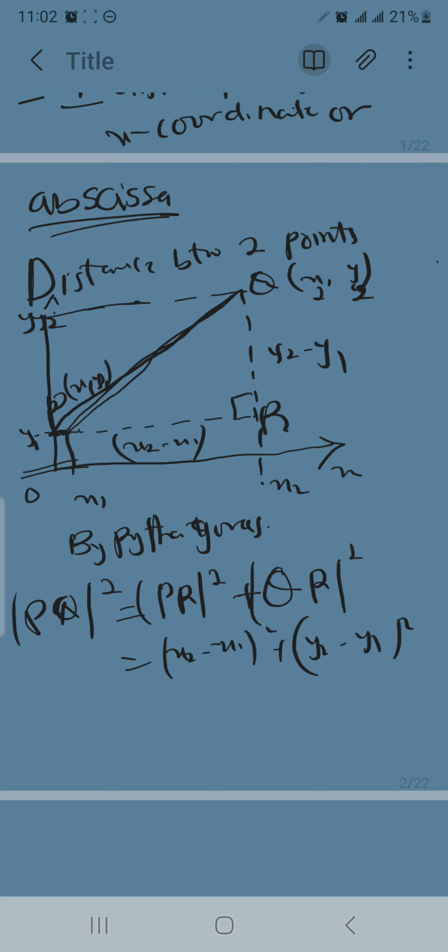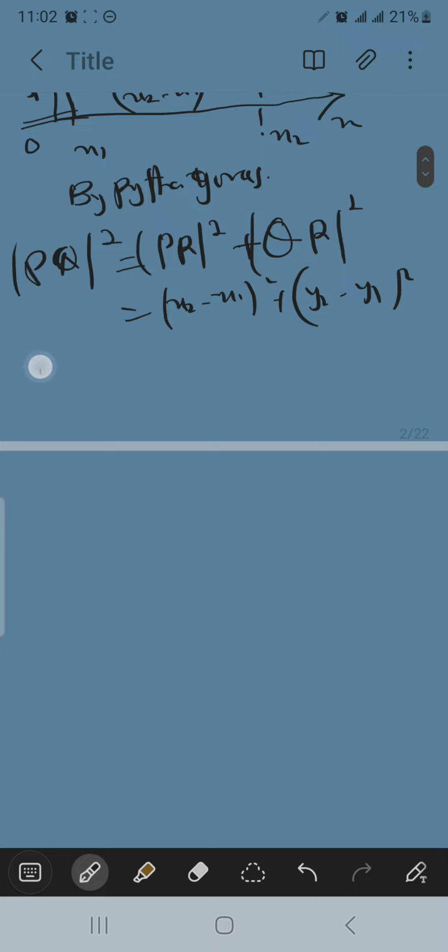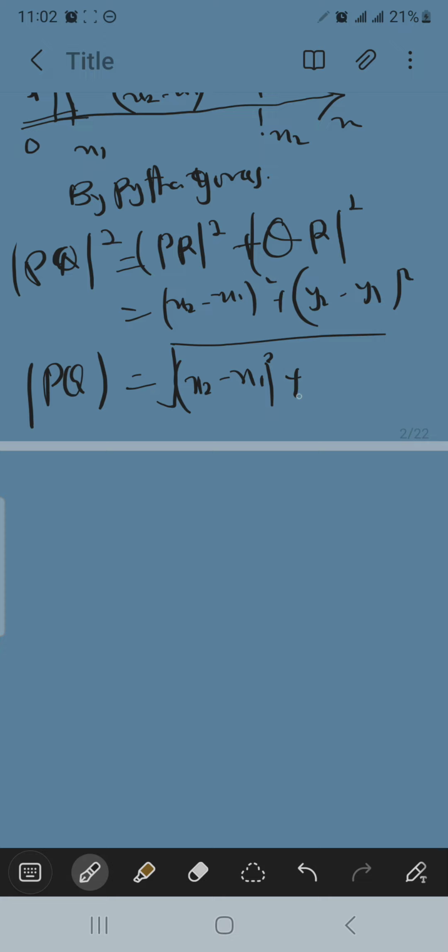So now, if I want to know the distance PQ, PQ will now be equal to the square root of x2 minus x1 all square plus y2 minus y1 all square. So this is going to be the formula I'll be using to solve questions relating to finding the distance between 2 points. It's not necessary to be PQ, though, this is going to be the formula to be used.